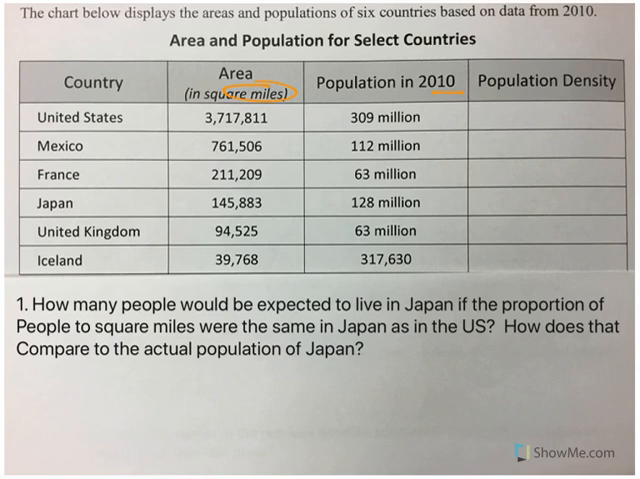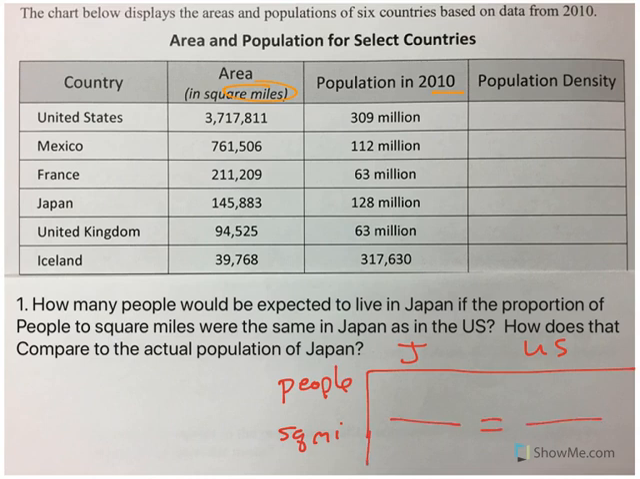All right, now I like to call this a what-if problem, right? So we are comparing Japan to the U.S., and we are comparing people to square miles. So this is kind of the labels. I like to label my proportions when I set them up. Now, the key here is they say, how many people would be expected to live in Japan? People in Japan. That's what we're trying to figure out.